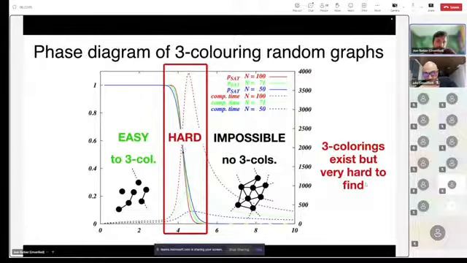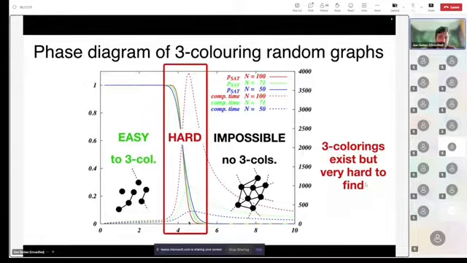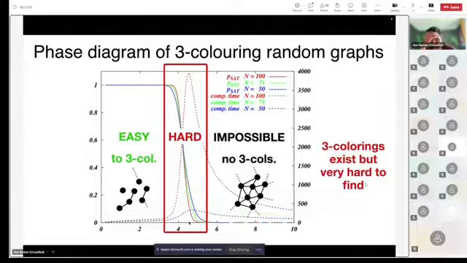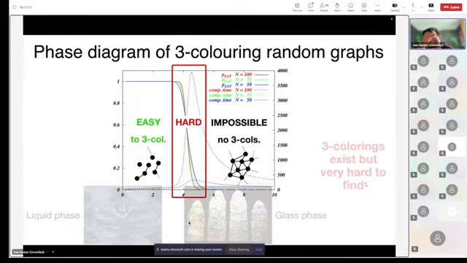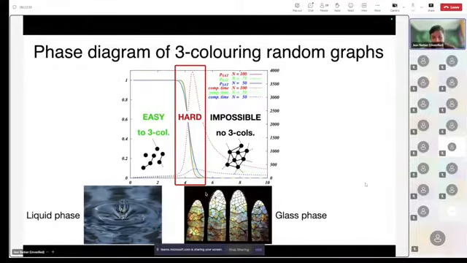So around half of the graphs are colorable and the other half are not. But it's very hard to say which. If I give you a graph with this average connectivity, it will take a very, very long time to find the coloring or tell me, no, I've exhausted all possibilities and I could not find one. And of course, this is far from obvious.